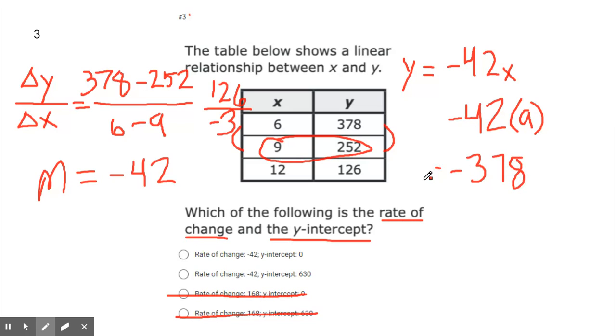We don't want it to equal that, though. We want it to equal what we have the y to be, which is a positive 252. So I have to think, there's got to be something I have to add to this to make that work out.